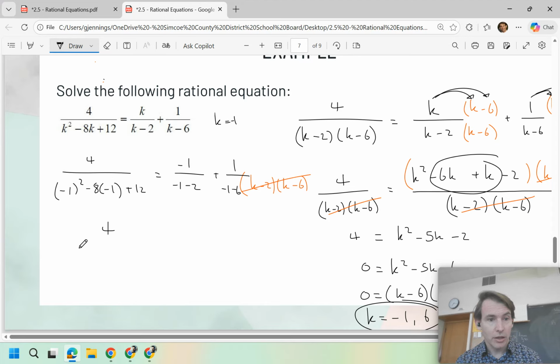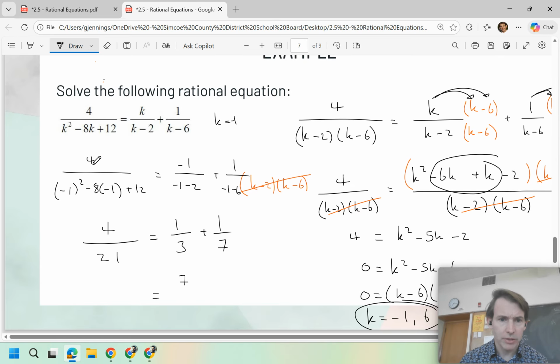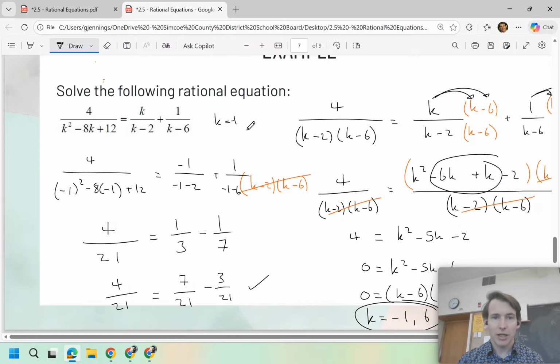This is like saying 4 over 21 is equal to 1 over 3 plus 1 over 7. And if I add those fractions together, I get, oh, this is minus 1/7. Minus 1/7. Good. 7 over 21 minus 3 over 21, which indeed equals 4 over 21, which is what we wanted. Good. Now let's try k equals 6. K equals 6.